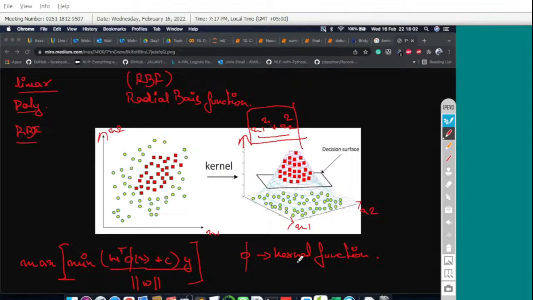Understood everyone about the support vector machines? Easy? Easy?